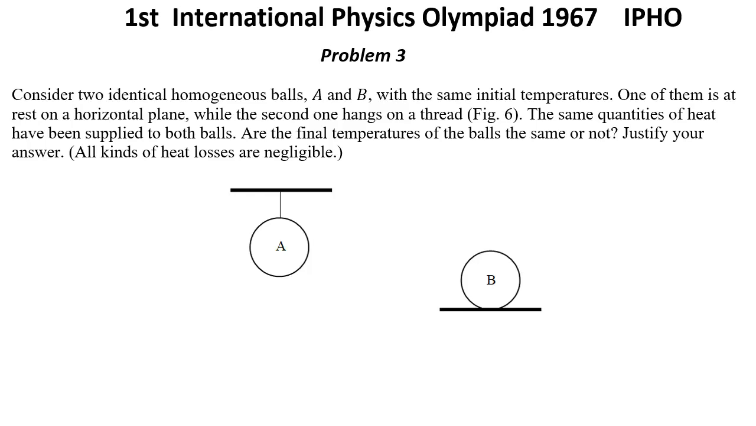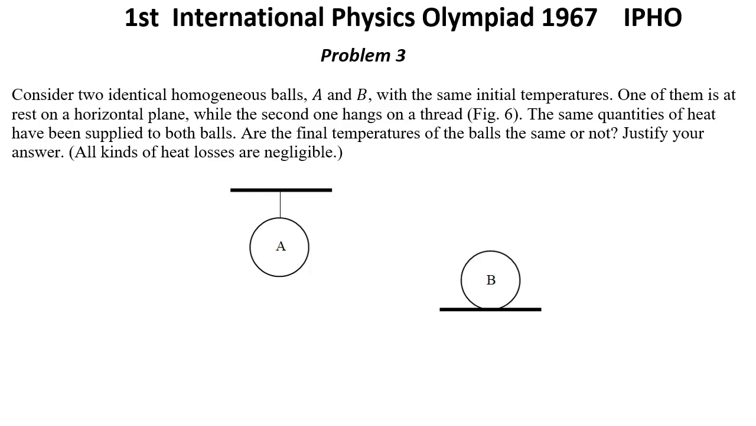Solution for problem number 3. As regards the text of the problem, the sentence "the same quantities of heat have been supplied to both balls" is not too clear. We will follow intuitive understanding of this sentence, and it means we will assume that both systems, A, the hanging ball, and B, the ball resting on the plane, receive the same portion of the energy from outside. One should realize, however, that it is not the only possible interpretation.